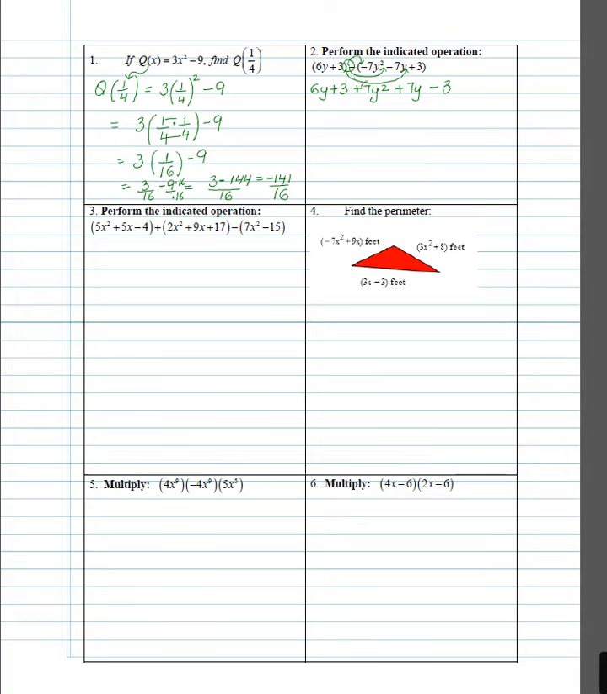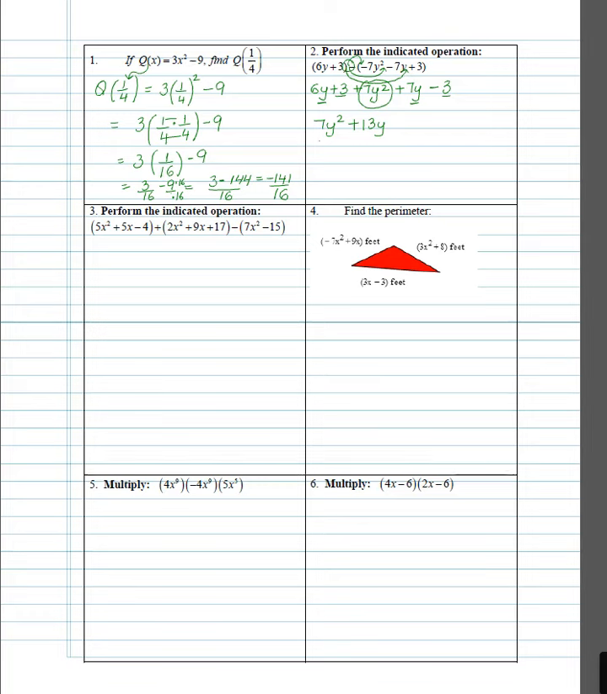Now looking at the problem, I'm going to combine my like terms. I only have 1y squared, so 7y squared. Combining the y terms, 6y and 7y, I end up with a 13y. Now, positive 3 minus 3, I end up with a 0, so I don't have to write it down. And this would be my final answer.